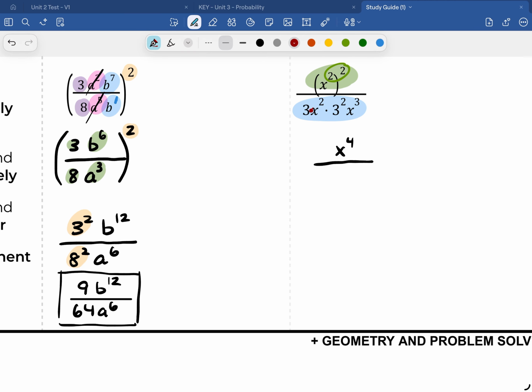remember, anything that's just stuck together like that is implied multiplication. So if you want to put a dot in between, you can. But what we're looking at is 3 to the power of 1 times x to the power of 2 times 3 to the power of 2 times x to the power of 3. So we can bring together these two things, and that'll give us 3 to the power of 3 on the bottom. We can also bring together the x's on the bottom to get x to the power of 5.